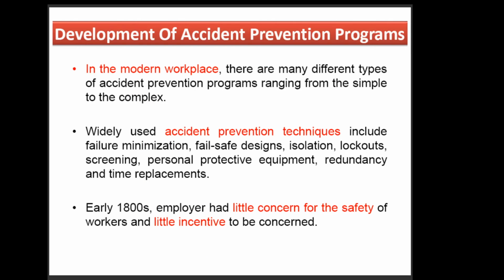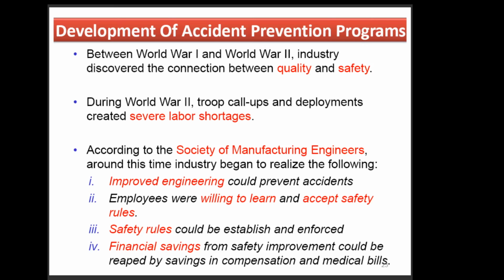In the modern workplace, there are many different types of accident prevention programs, ranging from the simple to complex. Widely used accident prevention techniques include failure minimization, fail-safe designs, isolation, lockouts, screening, personal protective equipment, redundancy and time replacement. In the early 1800s, employers had little concern for the safety of workers and little incentive to be concerned. Between World War I and World War II, industry discovered the connection between quality and safety.